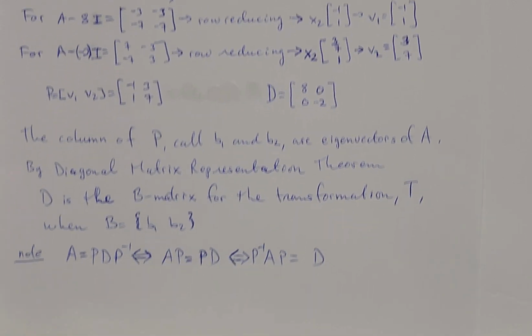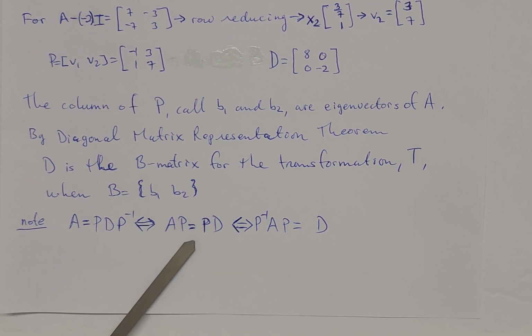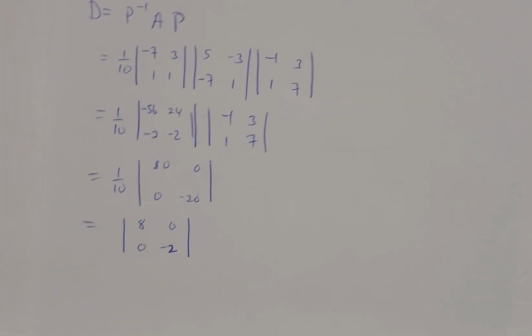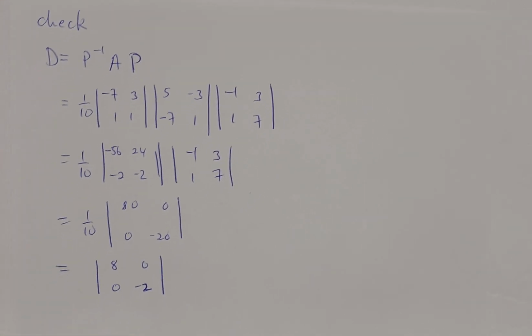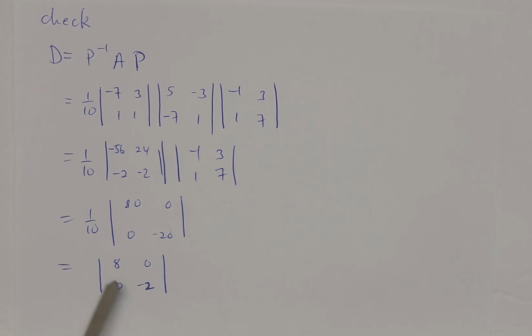Again, this first version, second version, third version are the same thing, just rewritten in different ways. This right here is to find A. This is to check AP equals PD. This right here is to find the diagonal. And then this part is just to show that it comes out to be the diagonal that we have, with the eigenvalues.